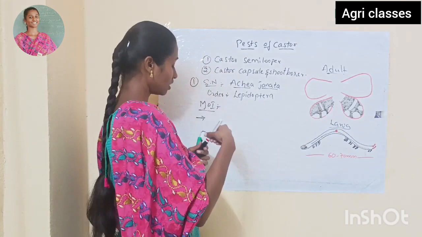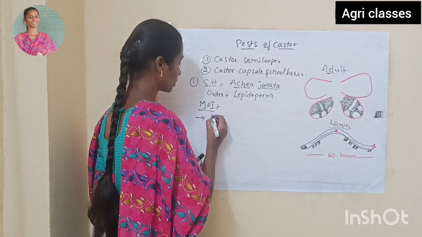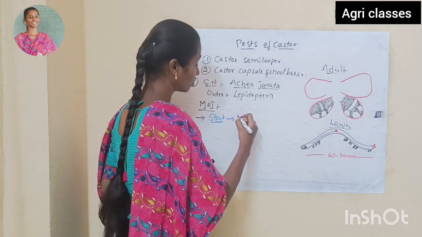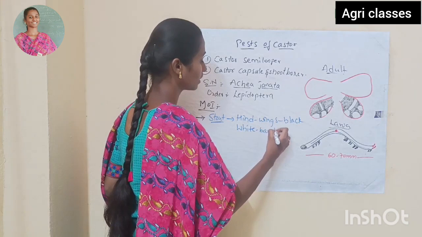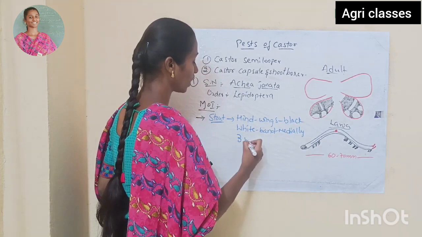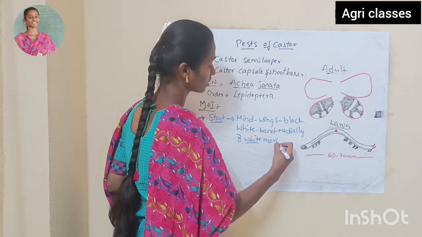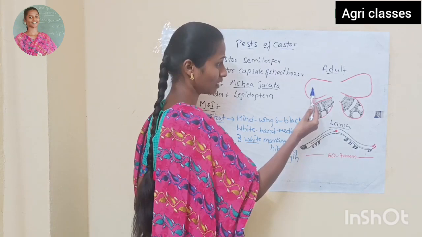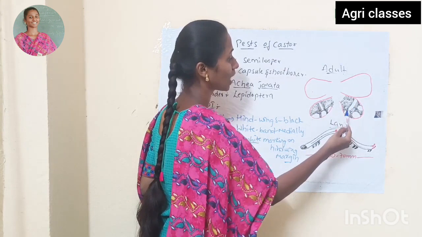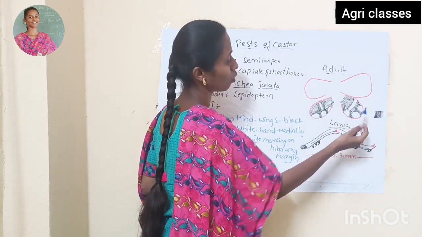Here in marks of identification, first of all, the adult is stoutly built and the hindwings are black in color, having a white band medially and three white spots or three white markings on the hindwing margins. Here in the picture we can observe these are the first pair of wings, these are the second pair of wings. They are totally black in color and have a white color band in the median and three white color spots.